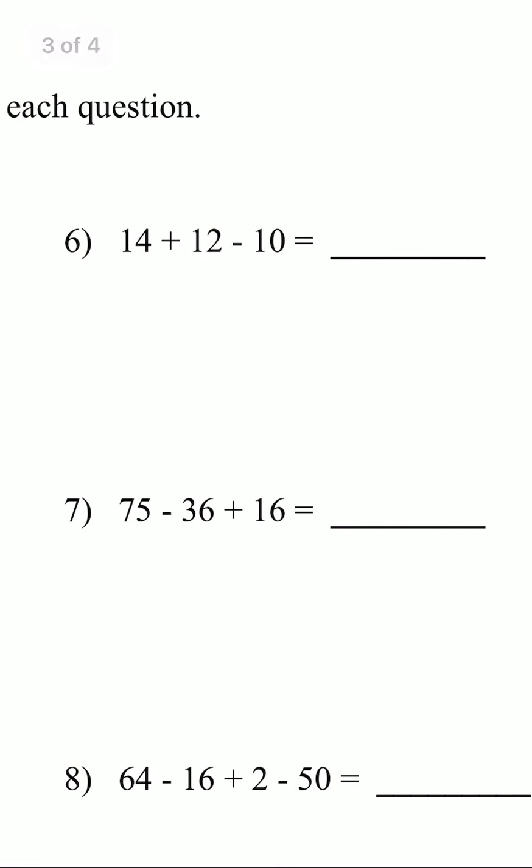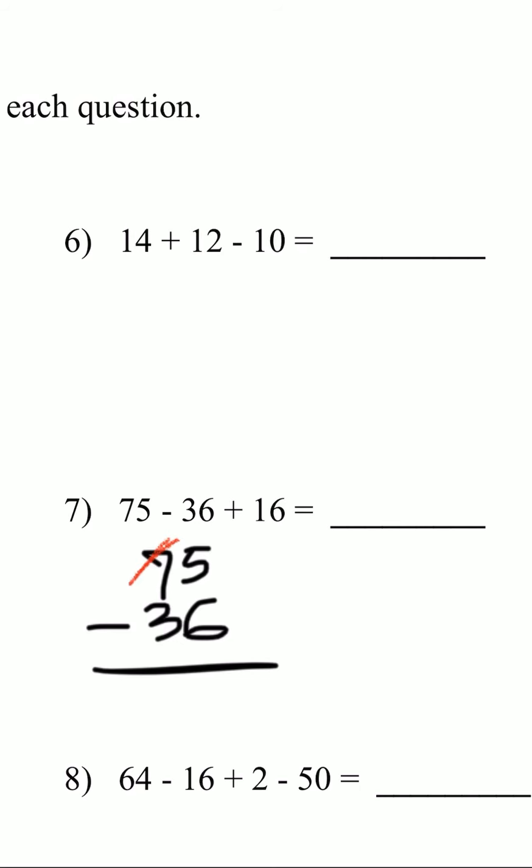75 minus 36. 5 minus 6. 5 is smaller, so we're going to borrow 1 ten from 7. So 7 minus 1 is going to be 6. And this would be 15 because we borrowed 1 ten, right? 15 minus 6 is 9. And 6 minus 3 is 3.